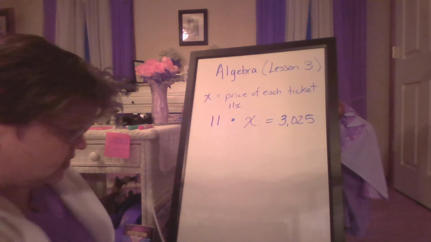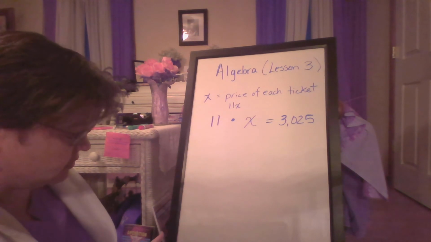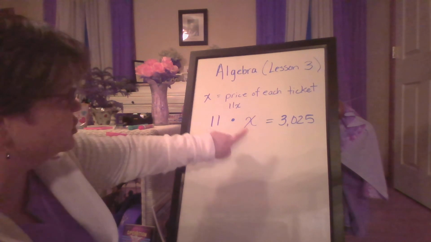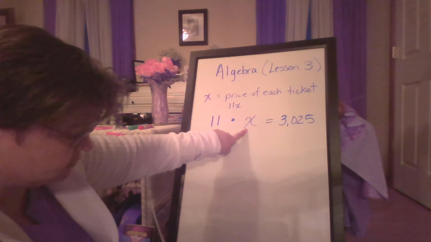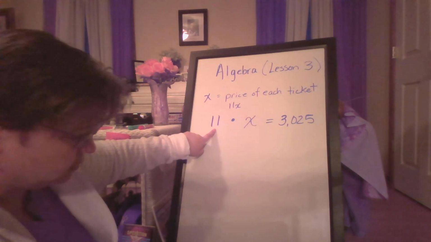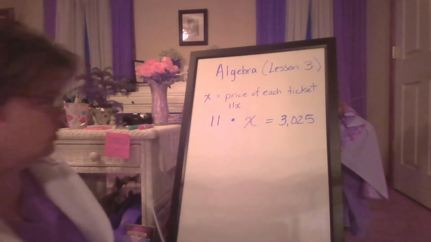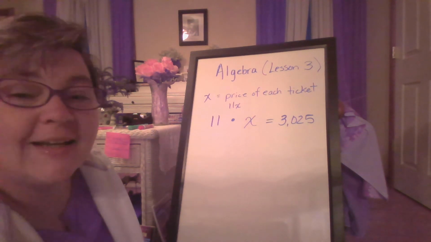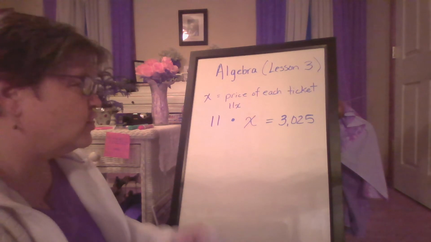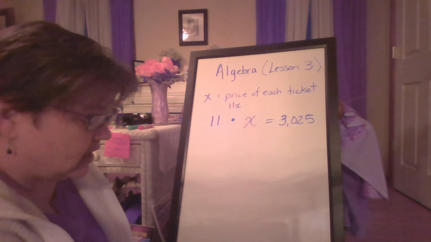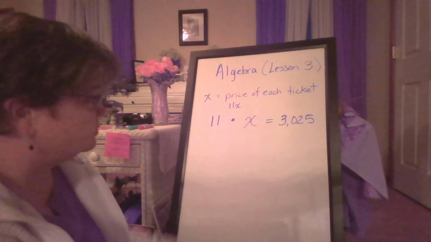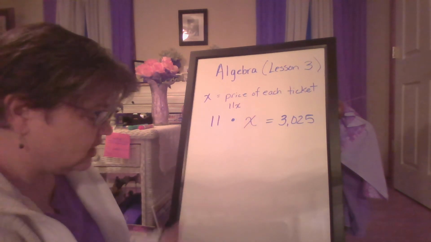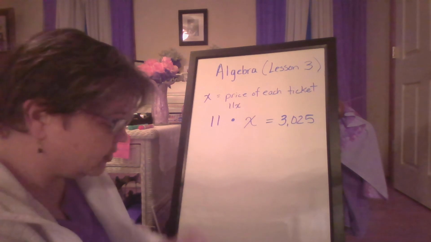Now, so we have so far the price of each ticket, okay, times 11 people is going to give us our total, okay? So we have made an equation. Yay! So far, so good. This is our equation. Now, equations should only have numbers and letters. They should never have dollar signs or percentage signs or inches or feet or all that. We don't want to put that in there.